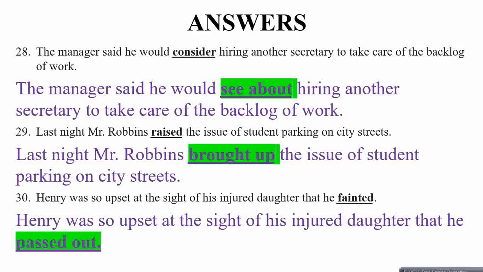of work. Question 29. Last night Mr. Robbins raised the issue of student parking on the city streets. Answer is last night Mr. Robbins brought up the issue of student parking on city streets.